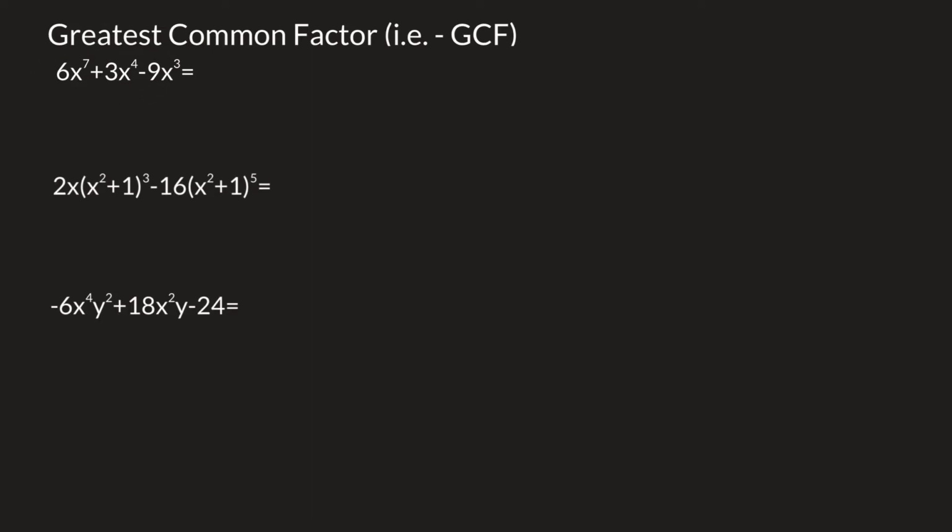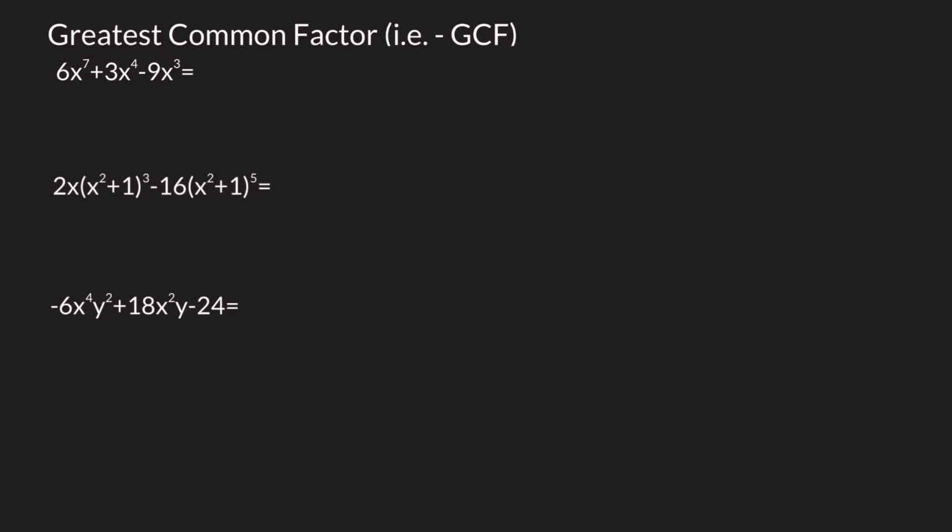For instance, in this first expression, all three terms have an x component, right? Well, how many x's do they share in common? This first term has 7 x's, this second term has 4, and this third term has 3. If we're taking a look at what they all have in common, they all could share 3 x's, right? So we could factor 3 x's out of each term, okay? Hence, greatest common factor.